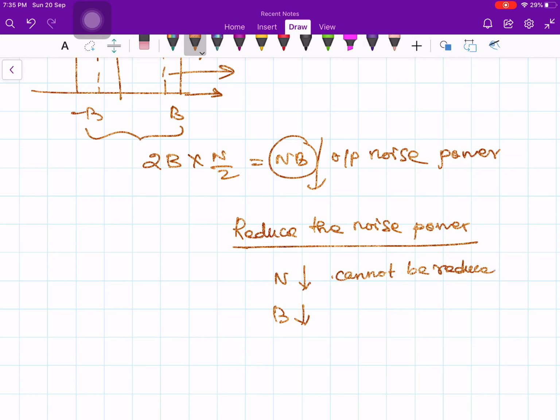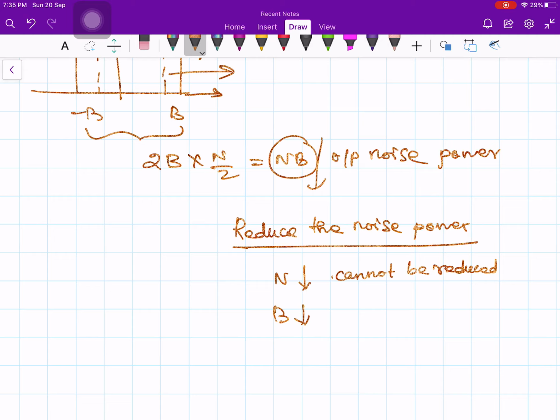In fact, you can reduce the N by keeping your electronic circuit under controlled temperature. Then there is a chance, maybe within 0 degree or sub-zero, because the thermal agitation will not be there, and because of that the thermal motion of electrons will be arrested, so that you can control the noise current, and noise power can be controlled. But anyway, at room temperature noise power cannot be controlled, so you cannot reduce.